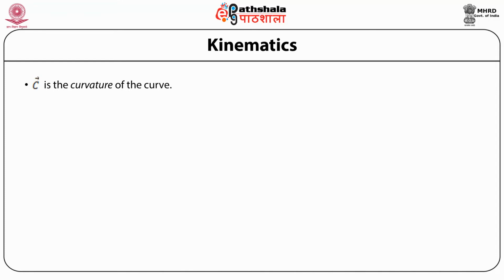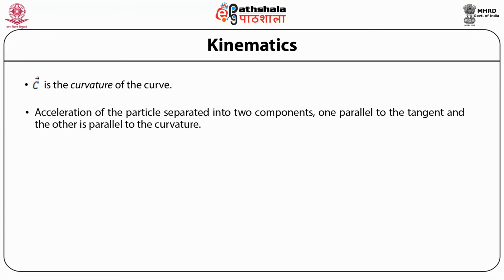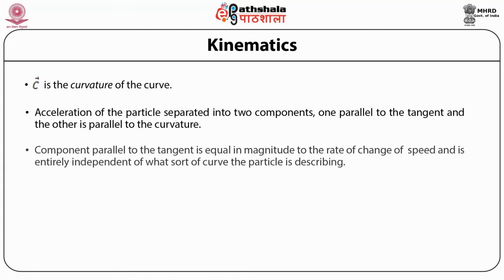We have separated the acceleration of a particle moving along a curve into two components, of which one is parallel to the tangent and the other is parallel to the curvature c, that is, perpendicular to the tangent. The component of the acceleration parallel to the tangent is equal in magnitude to the rate of change of speed and is entirely independent of what sort of curve the particle is describing.